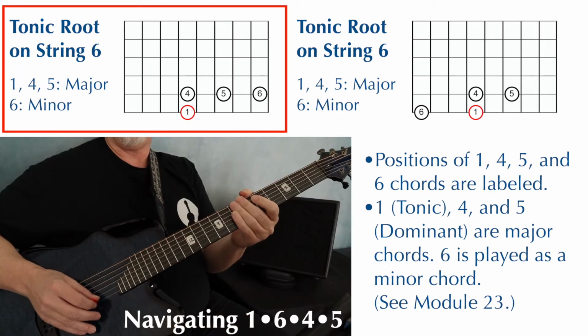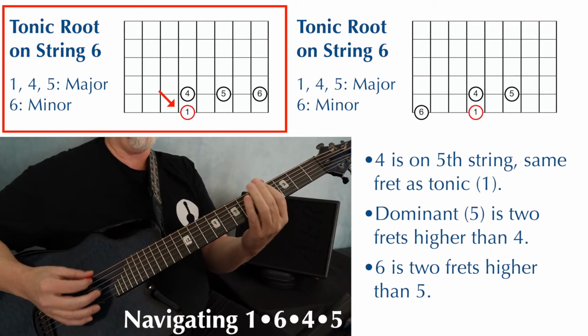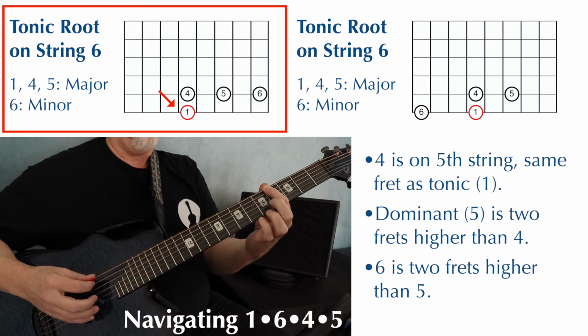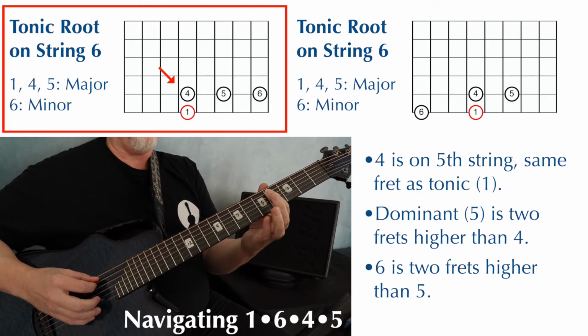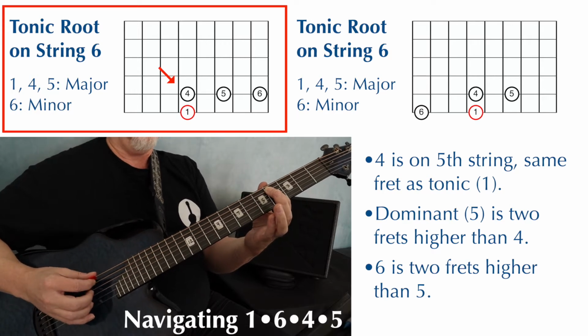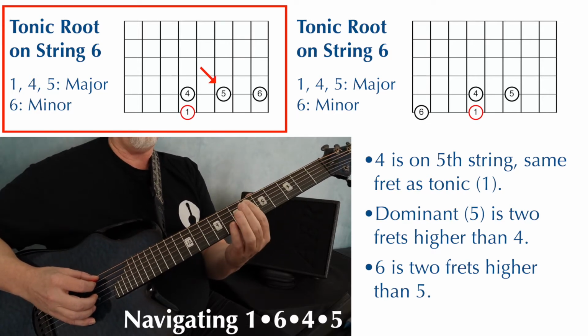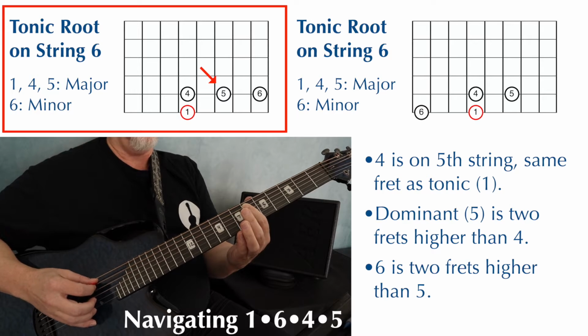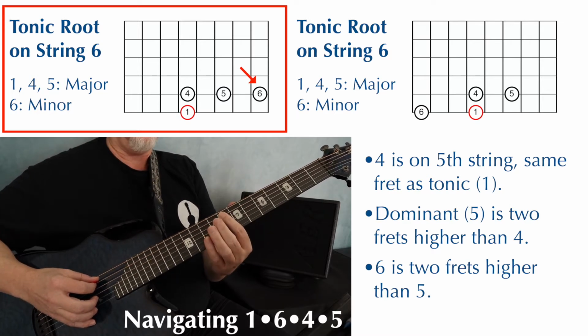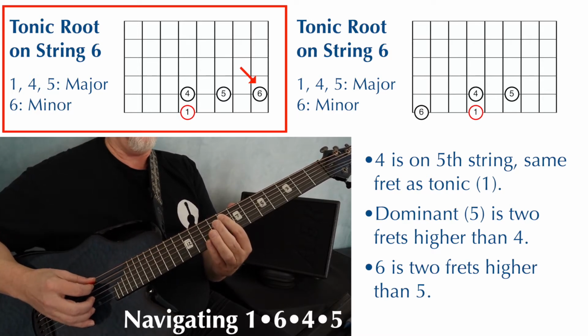So if the root of your tonic chord is on the 6th string, the root of your 4 chord relative to that will be on the 5th string in the same fret. Your 5 chord will be located 2 frets higher than your 4. Your 6th chord will be located 2 frets higher than your 5.